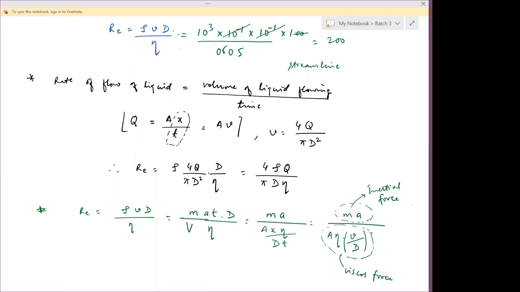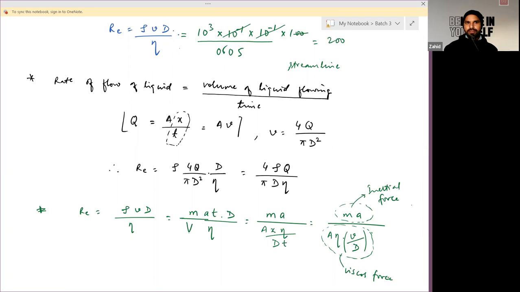Okay. So we mainly have three different relations for this Reynolds number. One is in terms of rho Vd by eta. Second, in terms of rate of flow of liquid, Q. And third, in terms of this force. So we may be asked related to these three different situations. Just write it down.